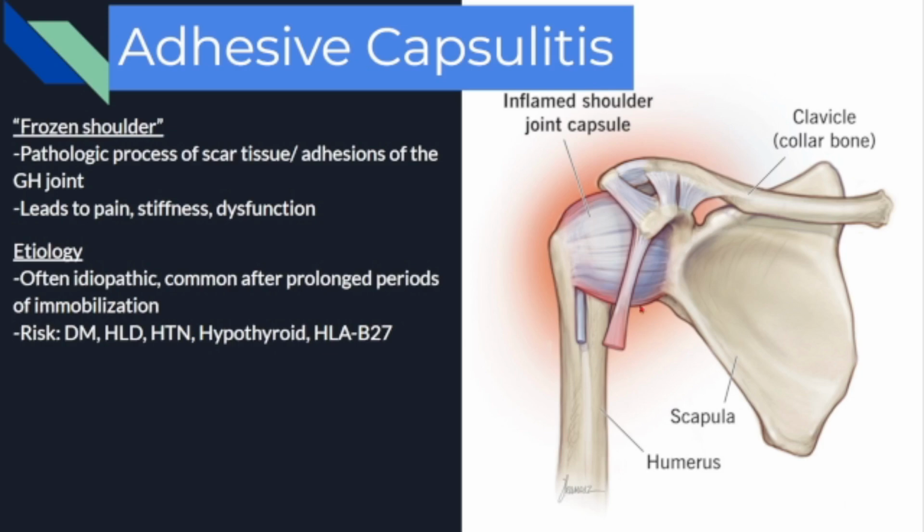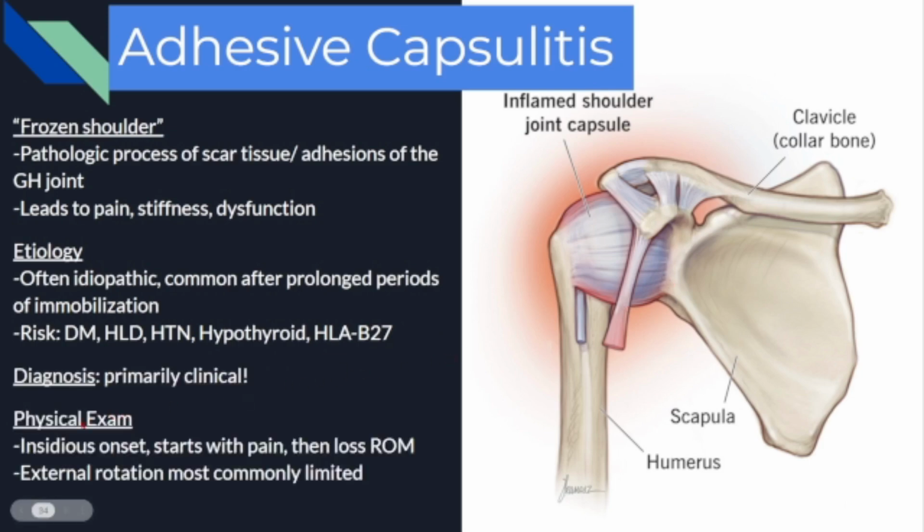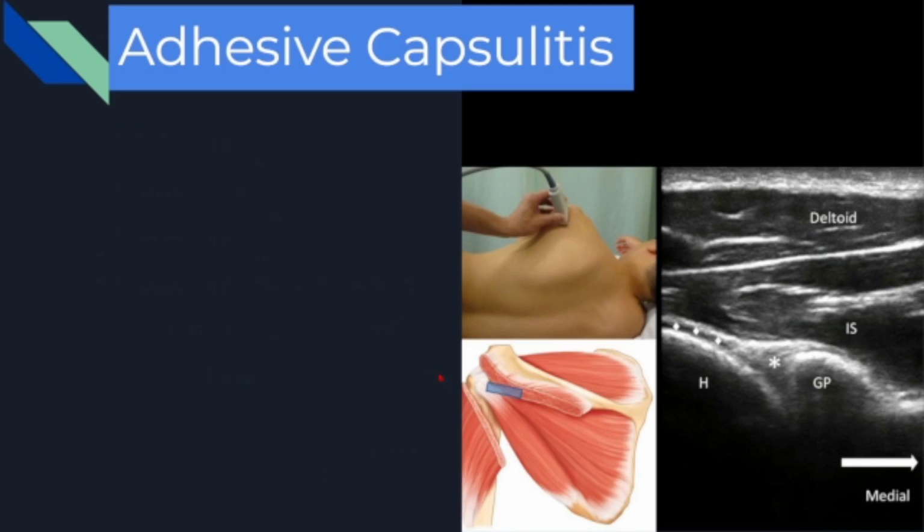Okay, and this can be highly problematic. There are some risk factors like diabetes, hyperlipidemia, hypertension, hypothyroidism, genetic component. It is a clinical diagnosis, okay? The most important part is that it is insidious and painful initially, and then the range of motion comes. So they may just have generalized shoulder pain initially. However, if you cannot externally rotate them and it is very limited compared to the unaffected shoulder, you should be highly suspicious if the clinical context fits.